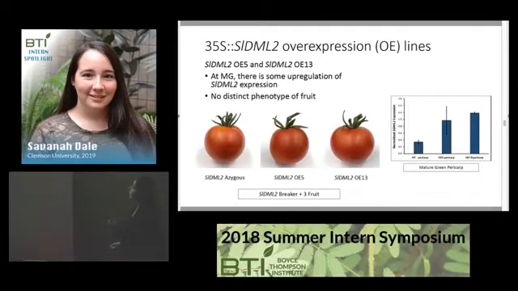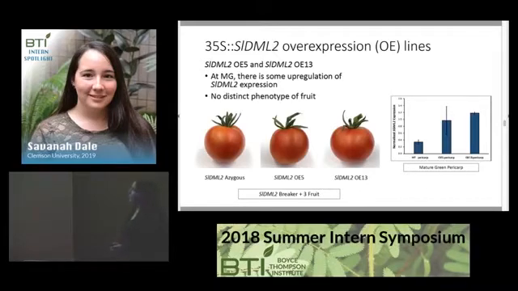Here we have a graph that shows that SlDML2 is more highly expressed in both the overexpression 5 and the overexpression 13 lines than the wild type fruit at mature green. I would also like to point out that overexpression 13 is more highly expressed than either the overexpression 5 or the wild type.